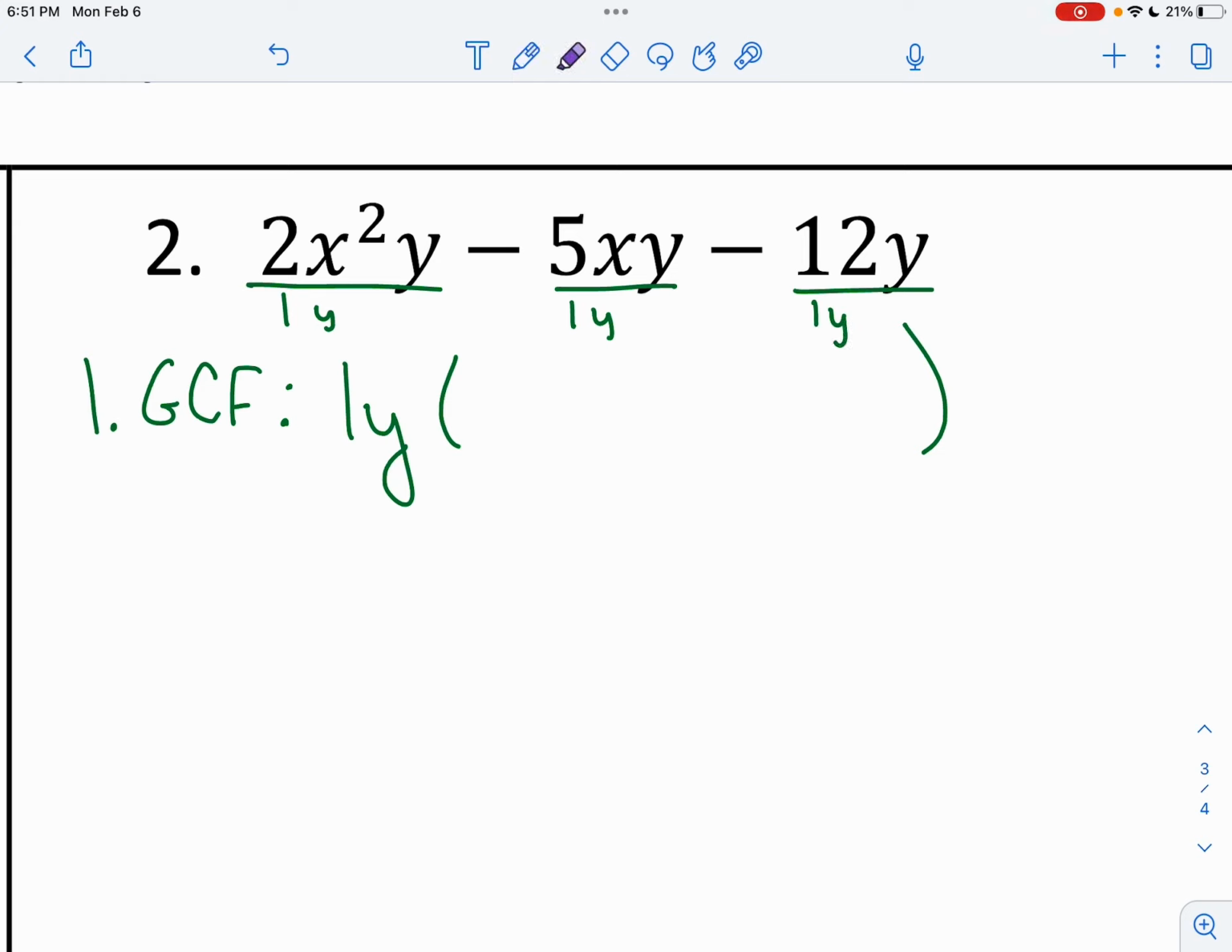When I divide this item by a 1 and by a Y, I am left with 2x squared and the Y is gone. When I divide this by a 1 and by a Y, I am left with a 5 and an X. When I divide this item by a 1 and a Y, I am left with a negative 12. So everything gets divided by 1, and everything loses a Y.